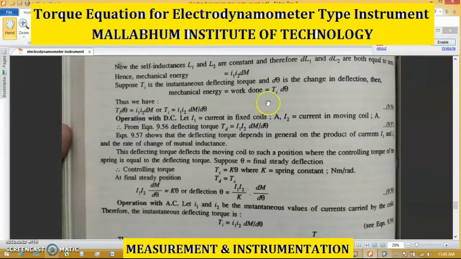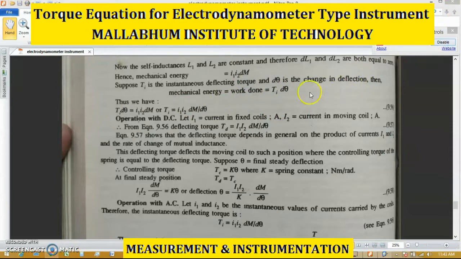Now the mechanical energy or the work done is, you know that in the previous PMMC instrument, this is Ti into d theta. And this is equal to this. So Ti is equal to I1 I2 dM by d theta, and this is the basic equation or the standard equation for calculating the operation with DC and the operation with AC. This instrument is responsible for DC operation as well as AC operation. So this Ti into d theta is equal to I1 I2 into dM by d theta.